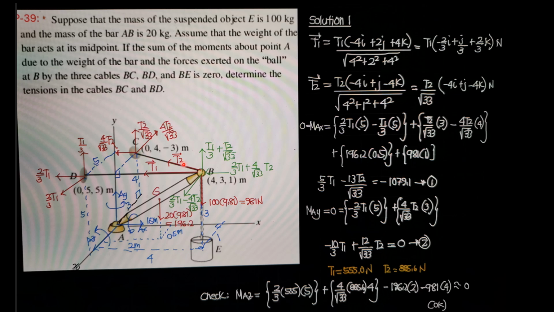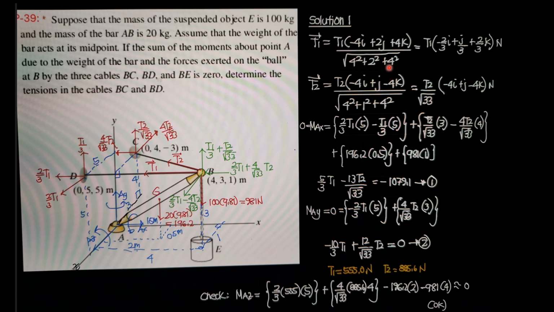Likewise, T2 in vector form is T2 times the quantity negative 4i, 4 minus 3, so 1j, and negative 3 minus 1, negative 4k, over the square root of 4 squared plus 1 squared plus 4 squared. So that is T2 over the square root of 33, quantity negative 4i plus j minus 4k newtons.